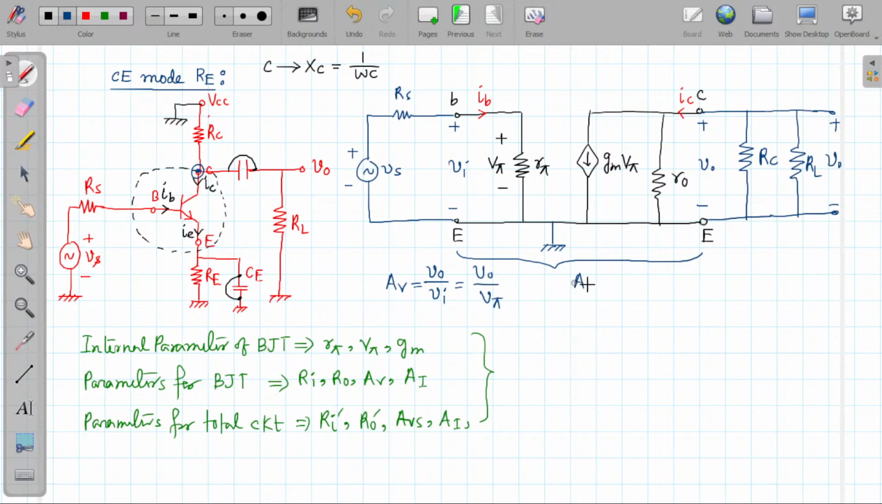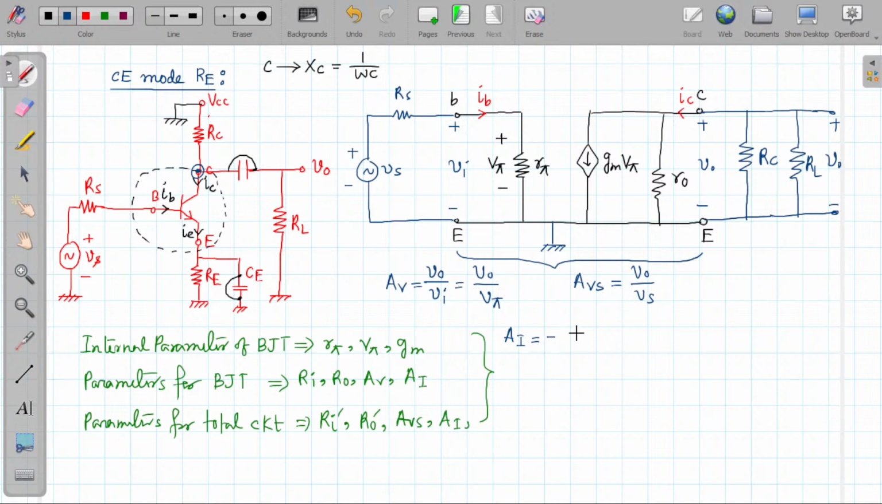Similarly, if I want to find the voltage gain of the total circuit, that is AVS, it will also be V0 divided by the input voltage, and the input voltage of the total circuit is Vs. So V0 by Vs is the voltage gain of the total circuit. Similarly, if we talk about the current gain of the BJT, it is nothing but the output current. What is the output current of the BJT? That is IC, but the current must be flowing in the outward direction, and we have positioned the current IC in the inward direction.